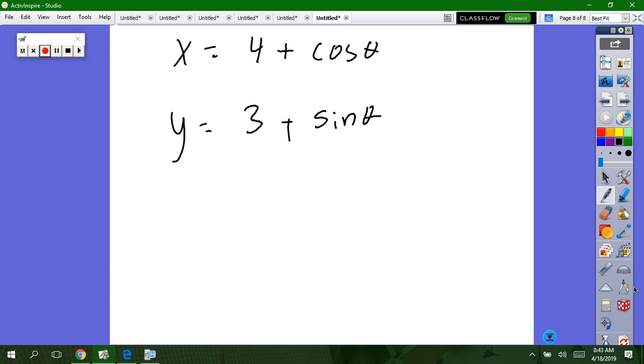How do we eliminate the parameters? I want just cosine by himself, and I want sine by himself. Okay, is everybody with me there? So that x minus 4 equals cosine theta, y minus 3 equals sine theta. What do we do?